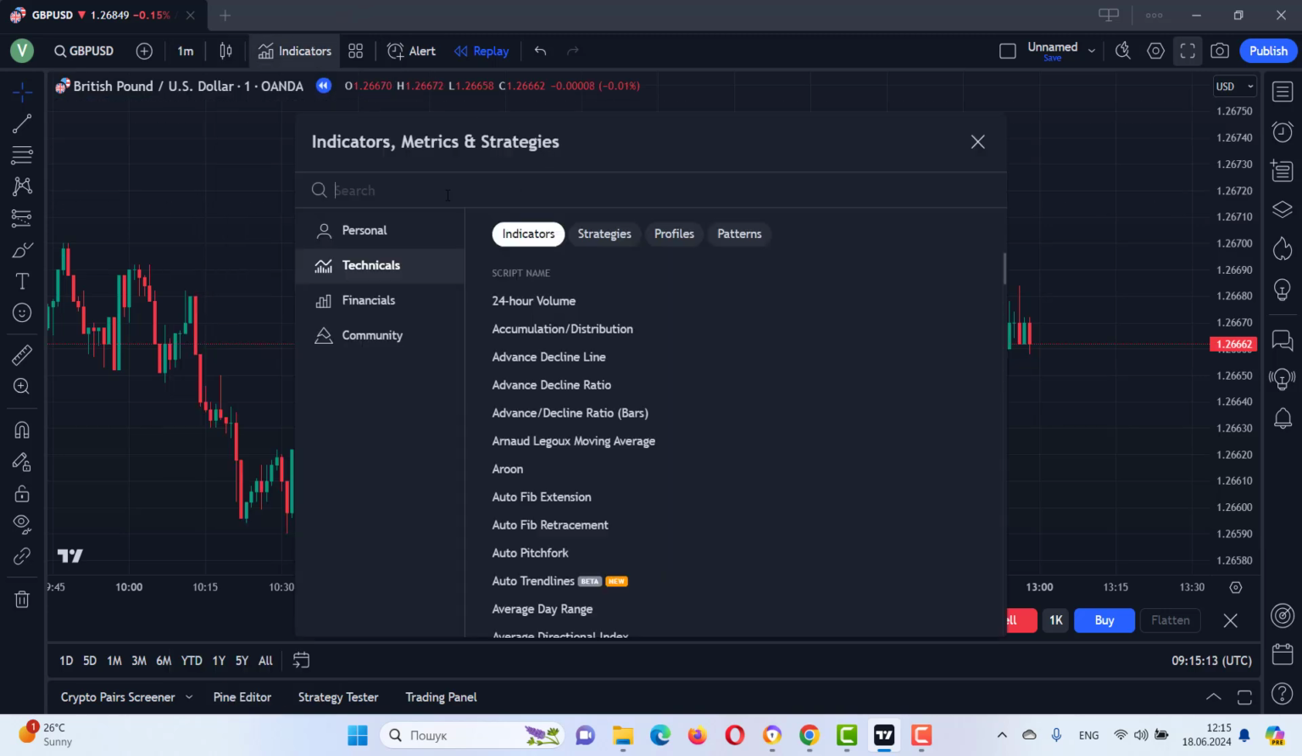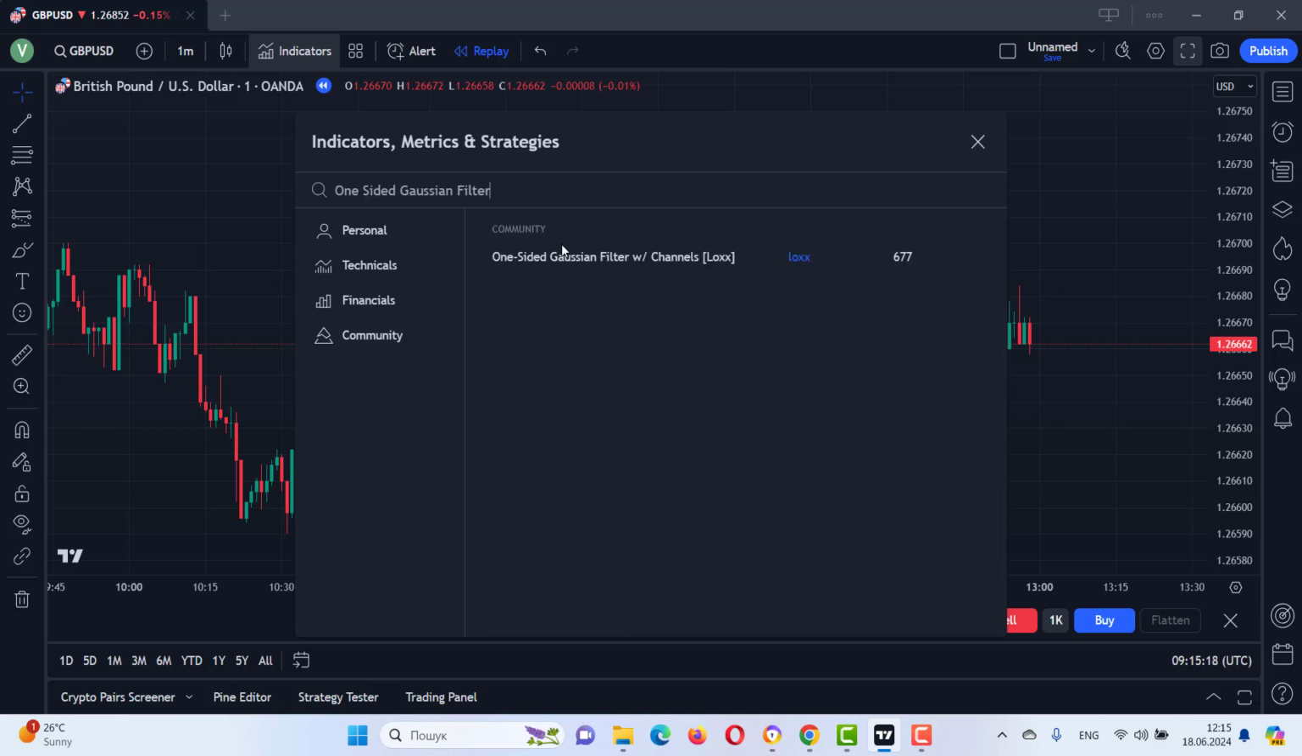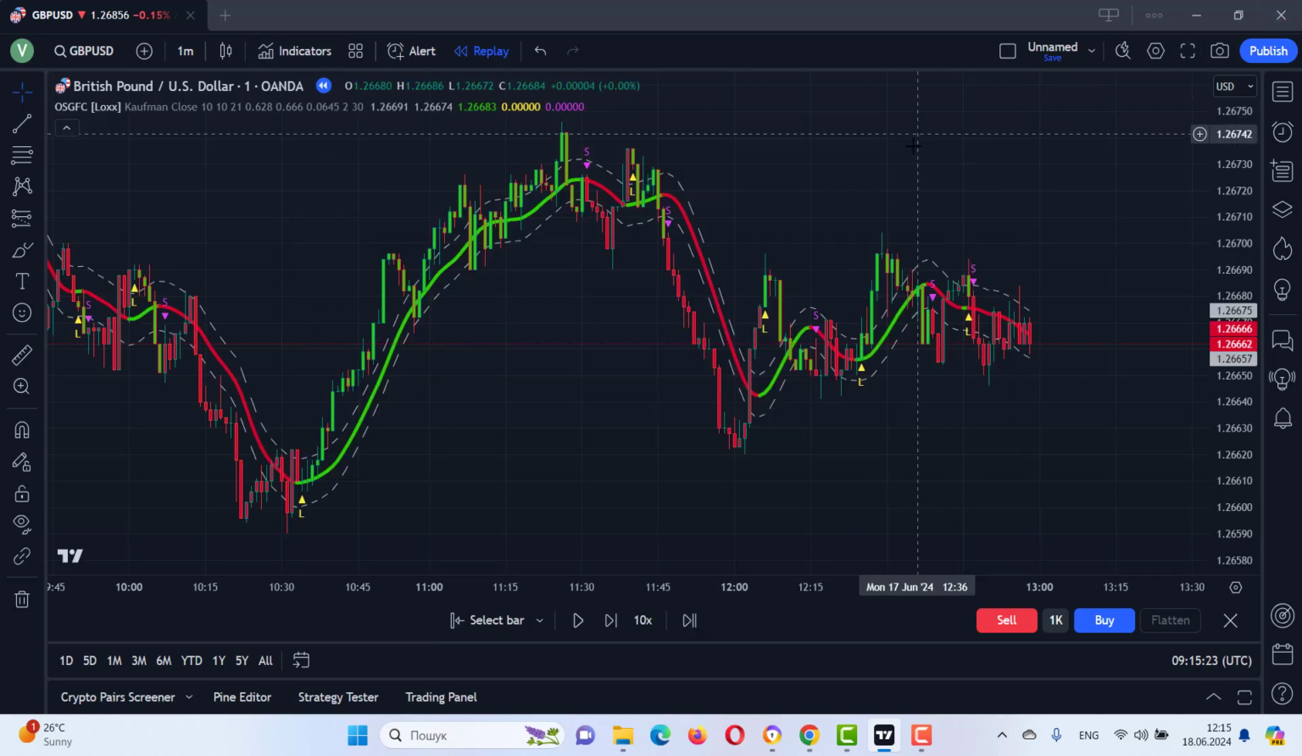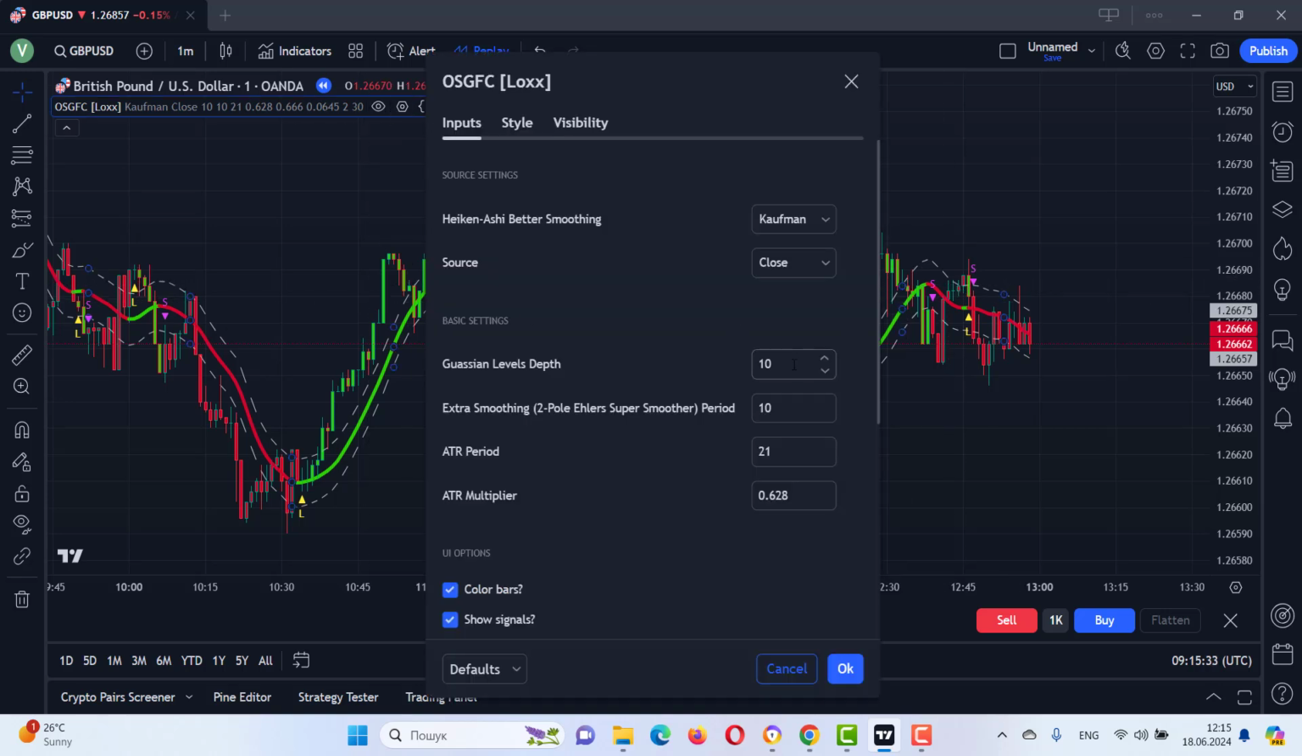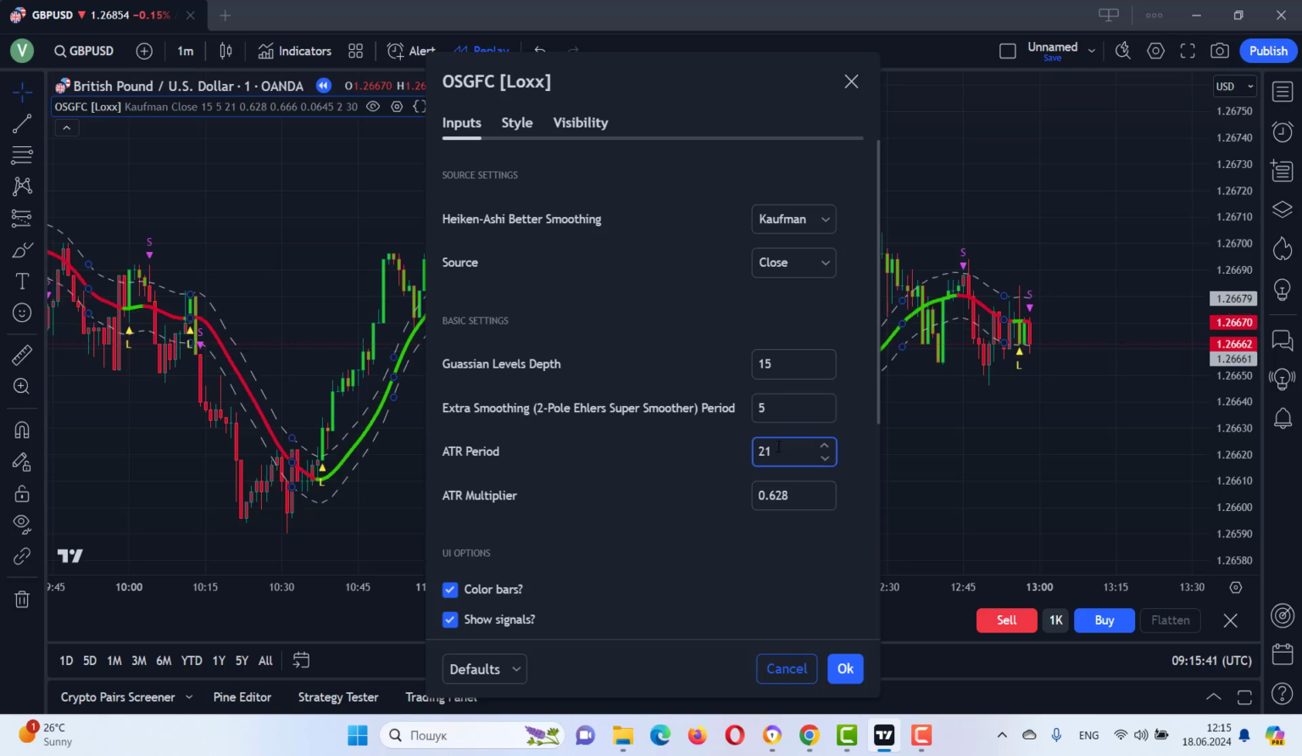Indicator. We only need a single indicator. This is a unidirectional filter. We chose it. Next, go to settings. Here you need to modify a few parameters. We write this parameter 15 here. Now we are leaving the rest as it is.